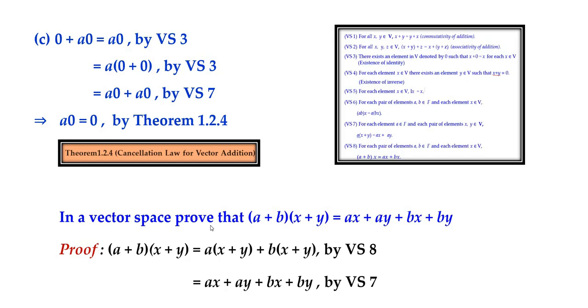In a vector space V, prove that (a plus b) into (x plus y) is ax plus ay plus bx plus by. Now you consider (a plus b) into (x plus y). Treat this as a single vector. So by VS8, you can rewrite this as a into (x plus y) plus b into (x plus y). Now use VS7. VS7, you have two vectors, one scalar. So ax plus ay plus bx plus by. So that is what we need to establish. Thank you.